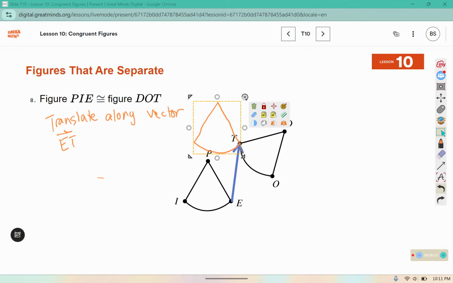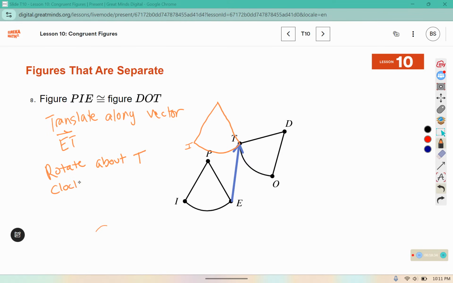Now I want I to go to O. If I just rotate it around T, that's not going to get I to go to O. So I'm going to rotate to start. I'm going to rotate about point T. I'm going to hold my pencil there, and I'm going to go clockwise until this point P maps to point D. So I'm rotating until it lines up there.